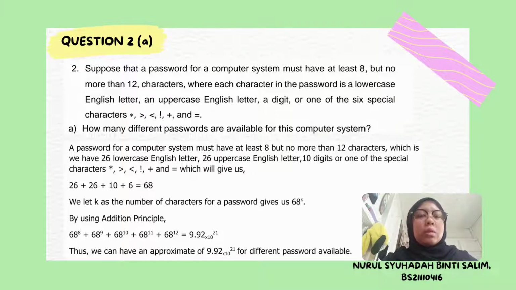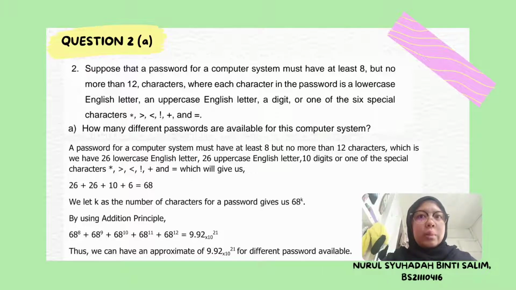So, for a password for a computer system that must have at least 8 but no more than 12 characters, we have 26 lowercase English letters, 26 uppercase English letters, 10 digits, or one of the 6 special characters, which gives us 26 plus 26 plus 10 plus 6, in total 68. So we let k be the number of characters for a password, which gives us 68 to the power of k.